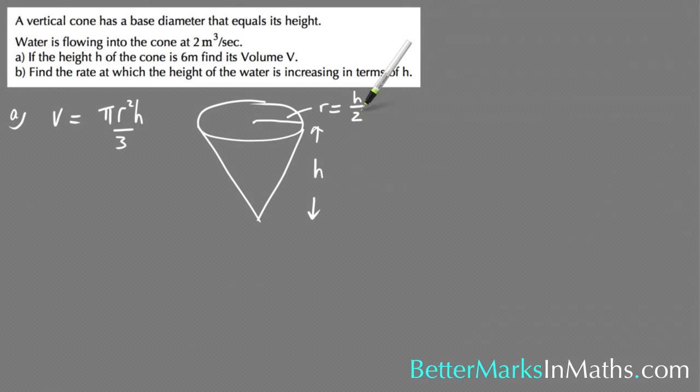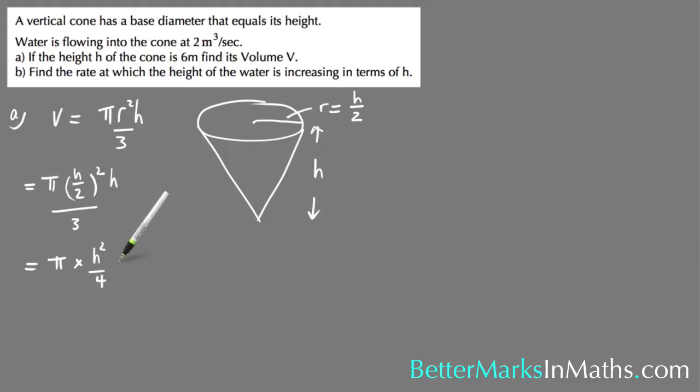And then subbing r equals h on 2 into here, and also the value of h being 6, the volume would then equal pi times (h on 2) squared, and then times h on 3. I'm going to tidy that up before I sub in h is 6. So squaring both things in the bracket, you get h squared on 4, times h. And because this is really pi over 3, that 3 can go here on the bottom with the 4. And so that's pi h cubed on 12.